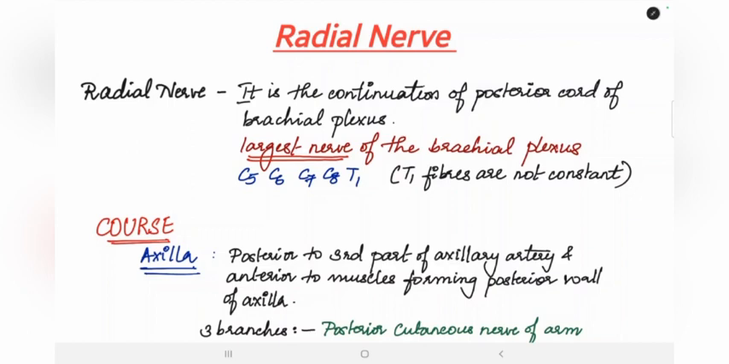So we know the brachial plexus is located in the axilla, right? In the axilla, the radial nerve lies posterior to the third part of the axillary artery and anterior to those muscles which form the posterior wall of the axilla. Which are the muscles which form the posterior wall? We have the subscapularis, the latissimus dorsi and the teres major. So the radial nerve lies anterior to these muscles.